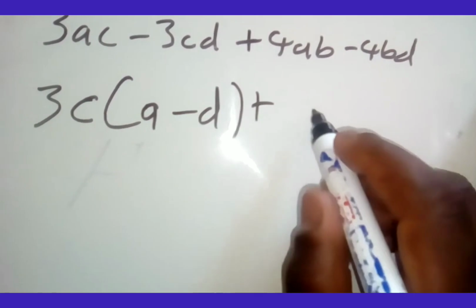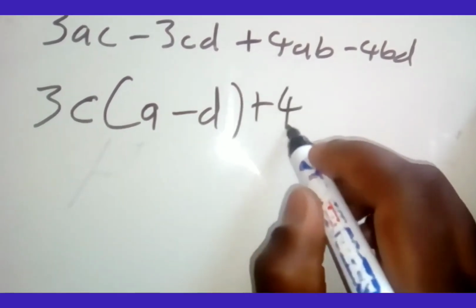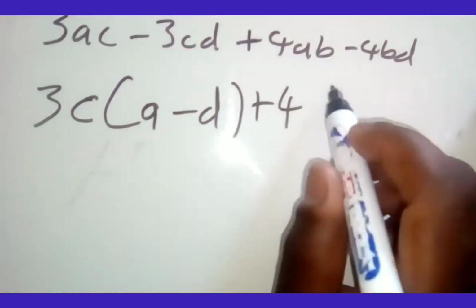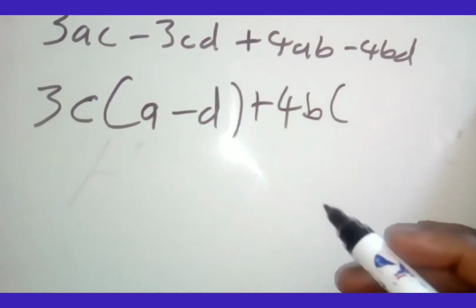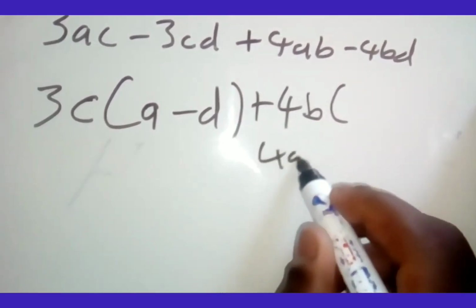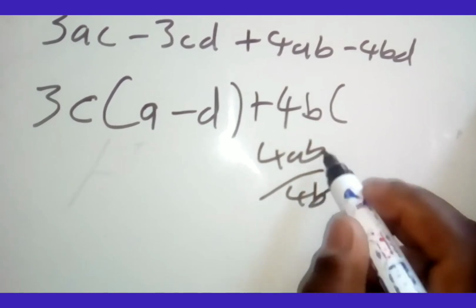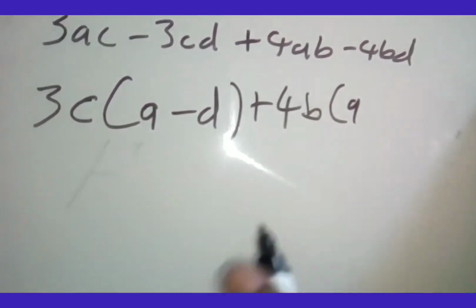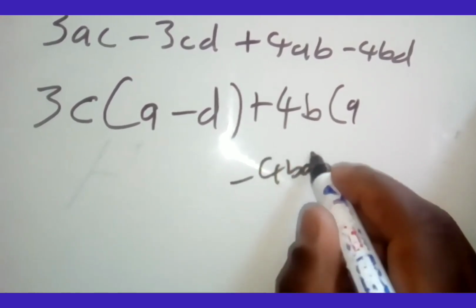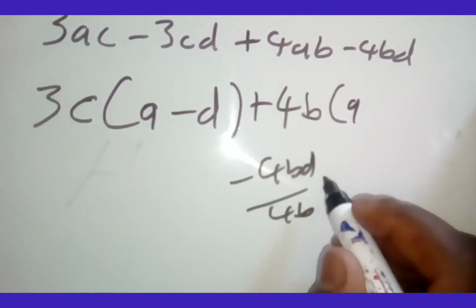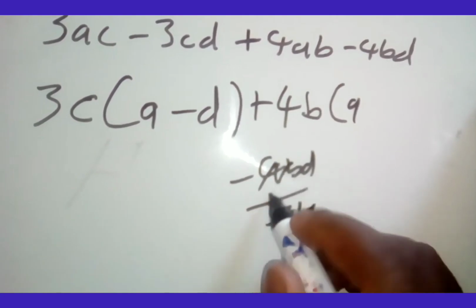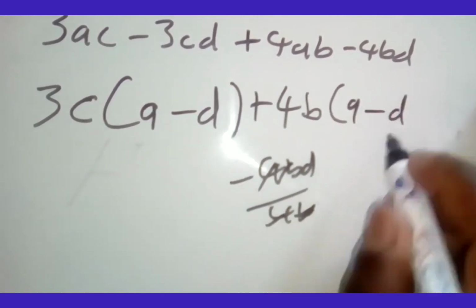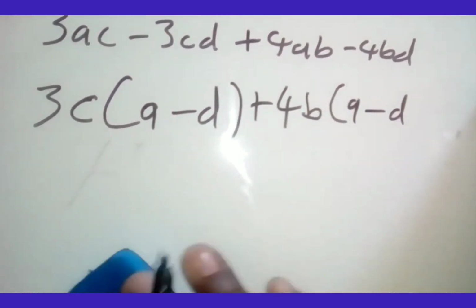Now what's the highest common factor for numbers? The highest common factor is 4. Then with letters, B appears everywhere, so it's B. Then let's divide. 4AB divided by 4B, the B's will cancel, the 4's will cancel, and we're left with A. Then let's divide negative 4BD by 4B. The 4's will cancel, the B's will cancel, and we'll be left with negative D. So there we have it.